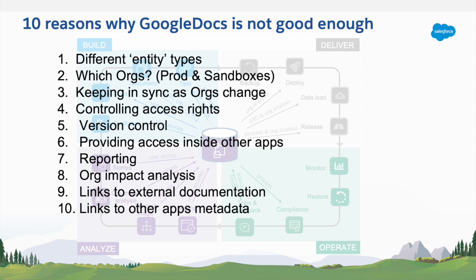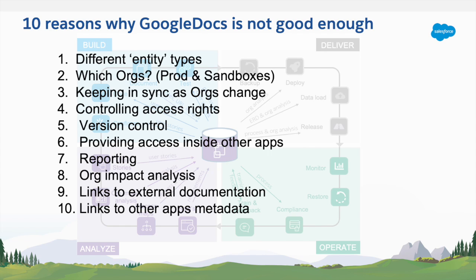How do you keep it in sync as the orgs change? So there's the metadata API, which provides access to a lot of the metadata, not all of it. Again, you need to make sure that the metadata dictionary stays in sync with the production and sandbox orgs. And again, the metadata API is the way to do that.